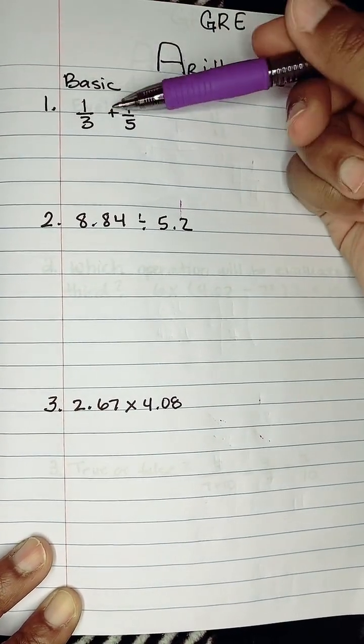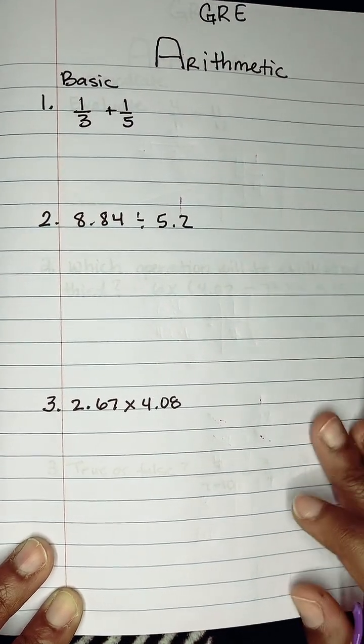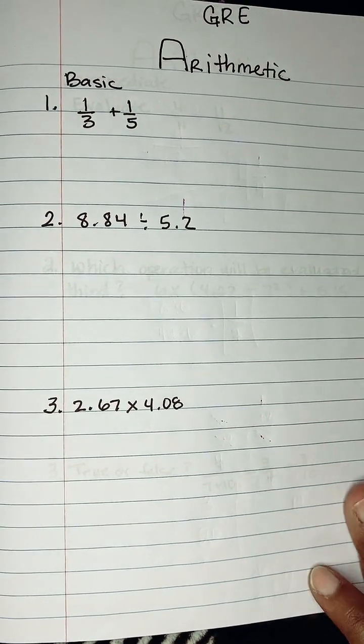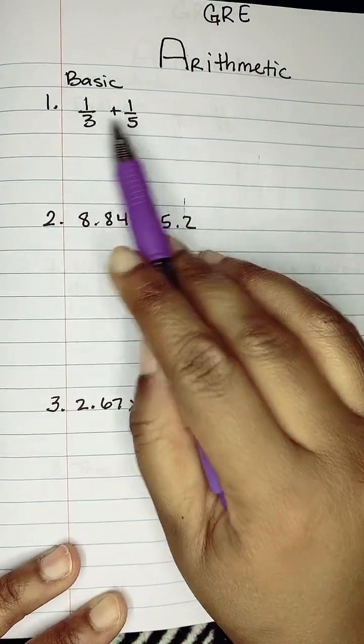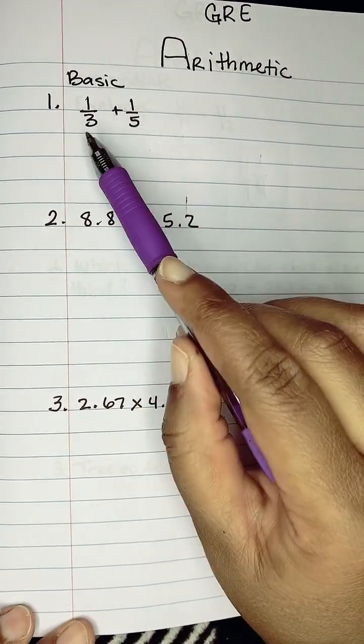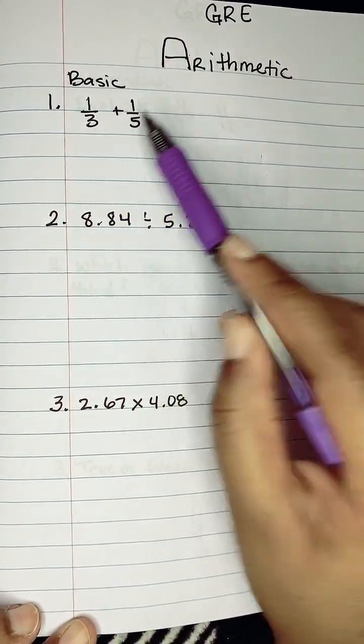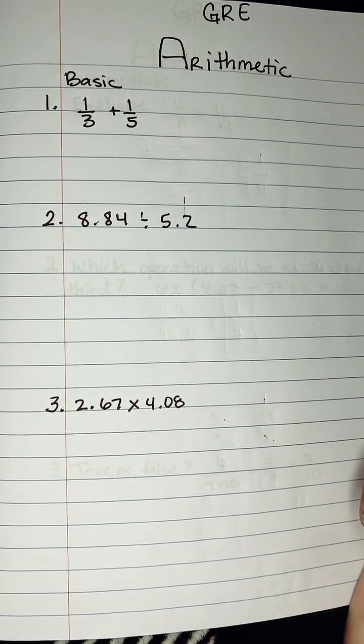So we have 1/3 plus 1/5. Whenever you add fractions, you have to have the same bottom. Can you guys put in the chat, what is going to be our denominator? What's going to be our LCD?